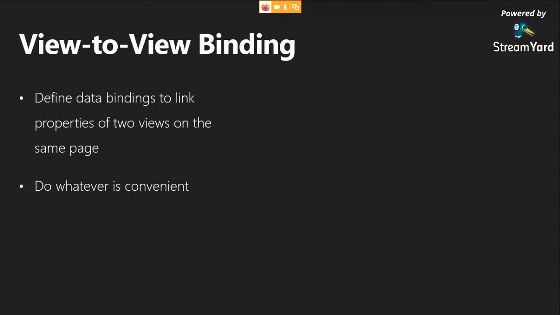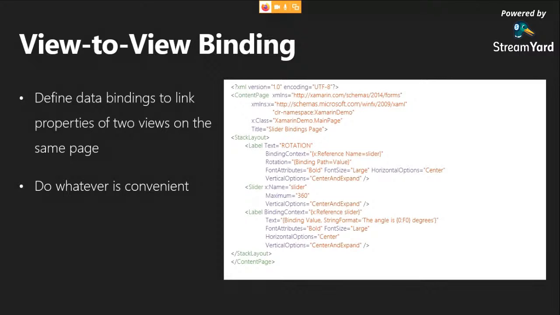The second approach, which I mentioned, is view-to-view binding. Here, the data binding links a property from one view to another view. It can be on the same page. That's how it typically works, and it lets you do whatever you want. This is one well-known example of how this happens. You can see it here. The slider has a property called value. Using that value property, the text of the label, which is the third label, is shown, as well as the rotation of the first label is decided.